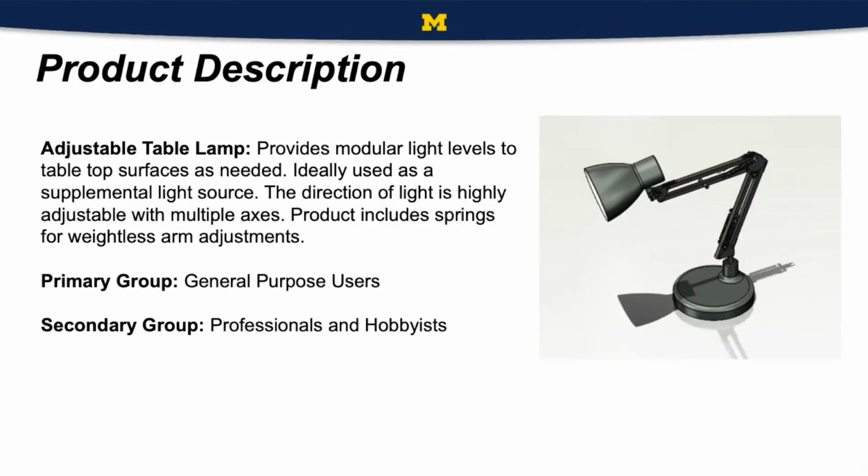An adjustable table lamp is a light source with modular light intensity that can be mounted to a flat surface, ideally a tabletop, and positioned with certain degrees of freedom to meet user lighting needs. It is ideally utilized as a supplemental light source.